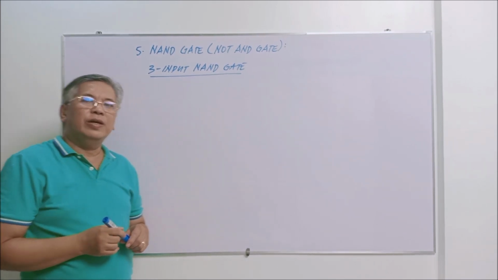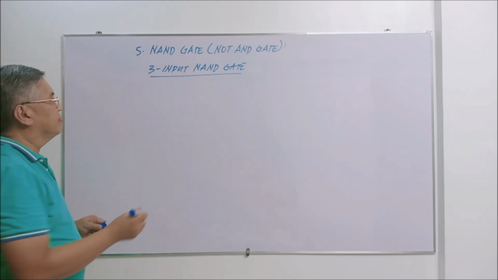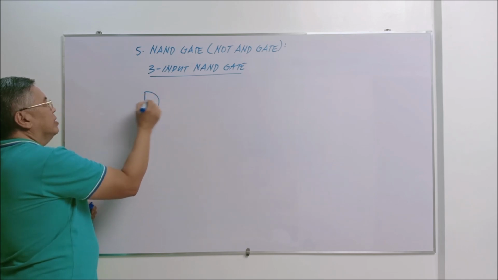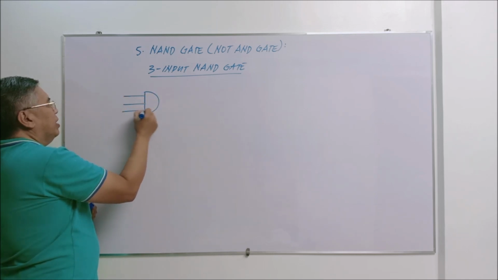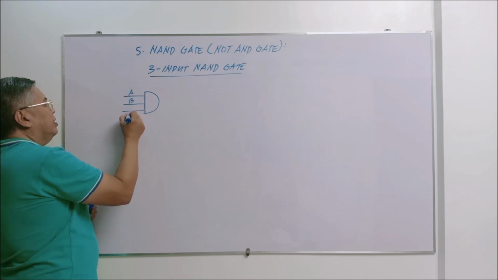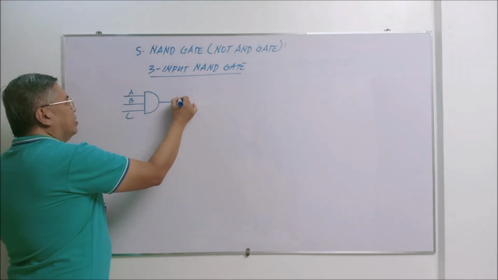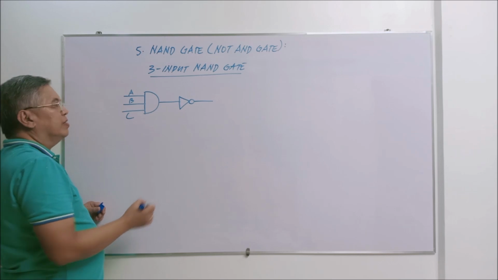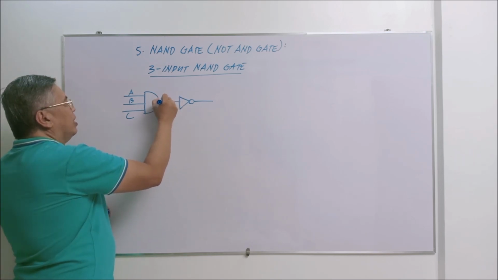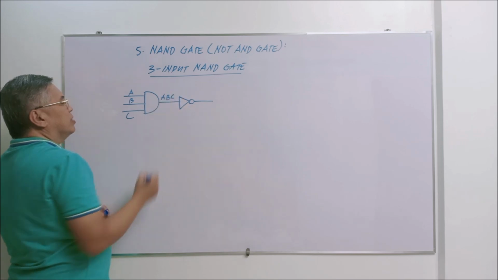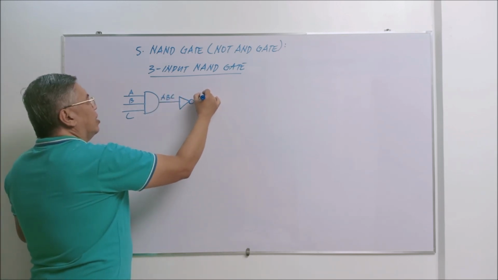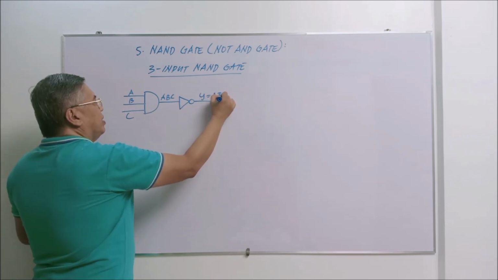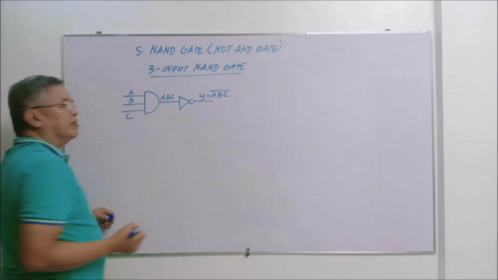Okay, so let's have a three-input NAND gate. Here you have the symbol. Again, we have an AND gate with three inputs represented by A, B, and C. Then you have an output which is connected to your inverter. The output here is A times B times C, and the output Y, once it passes through an inverter, becomes A times B times C complement.